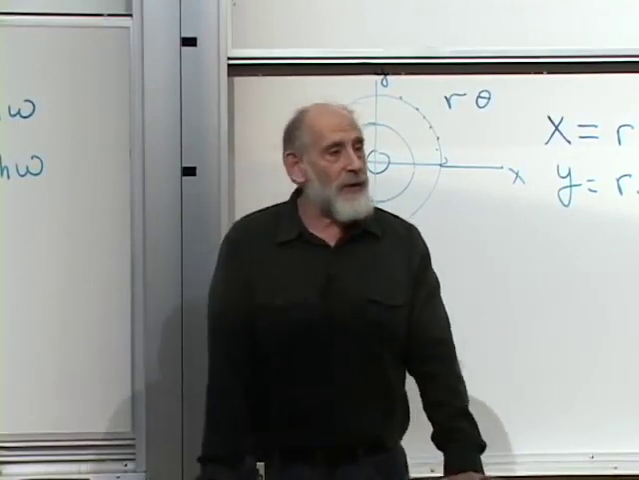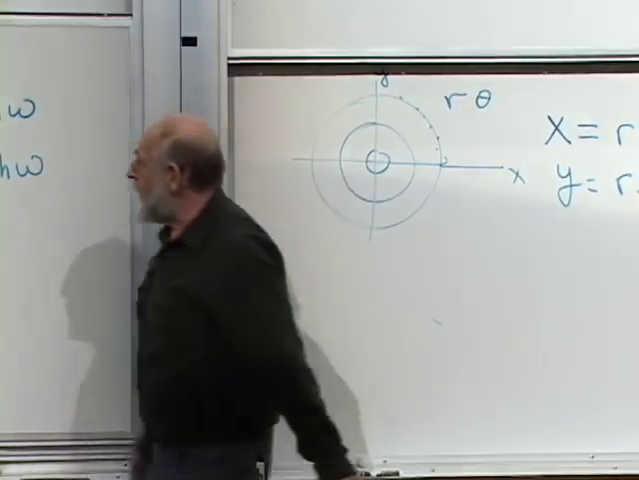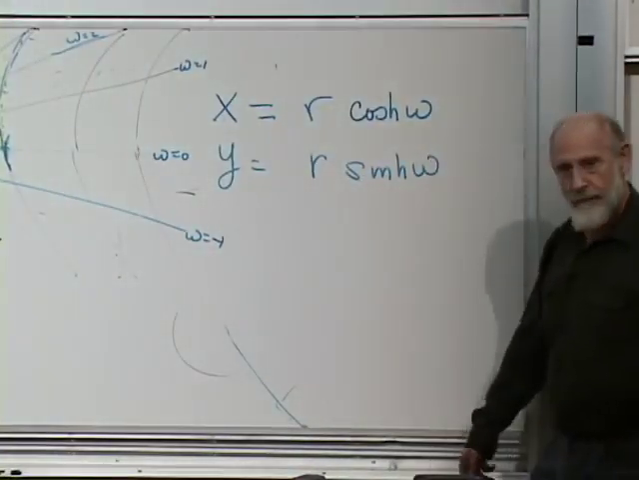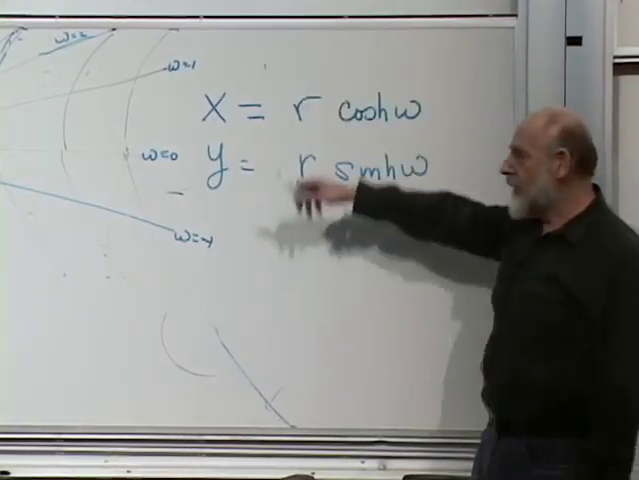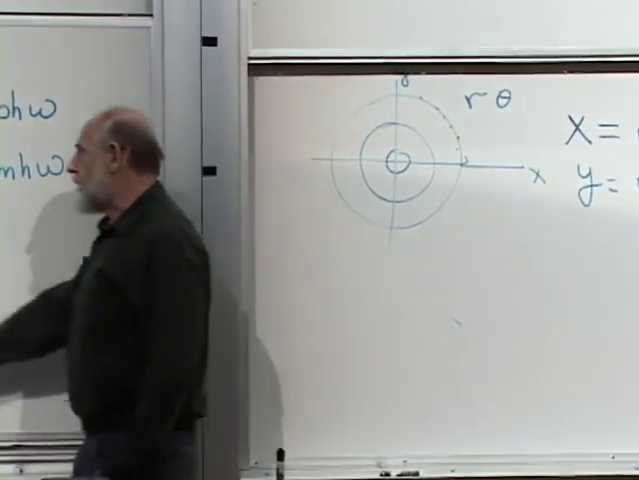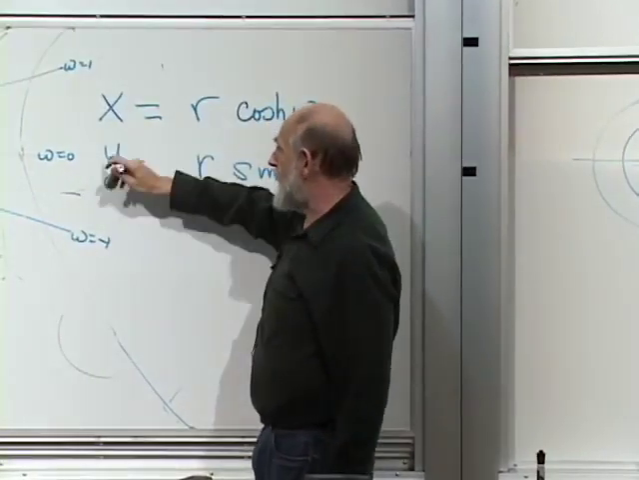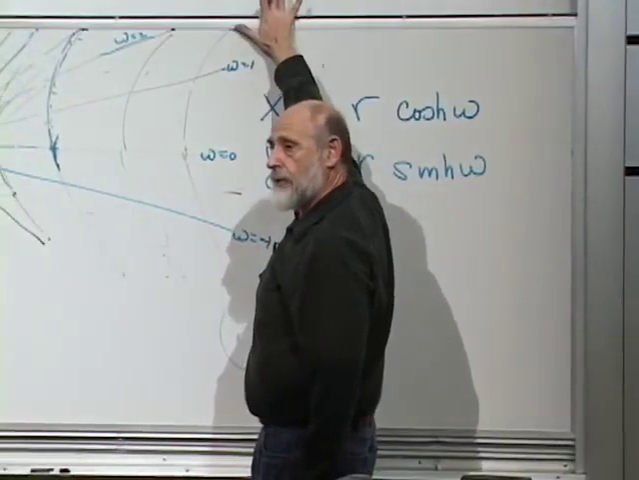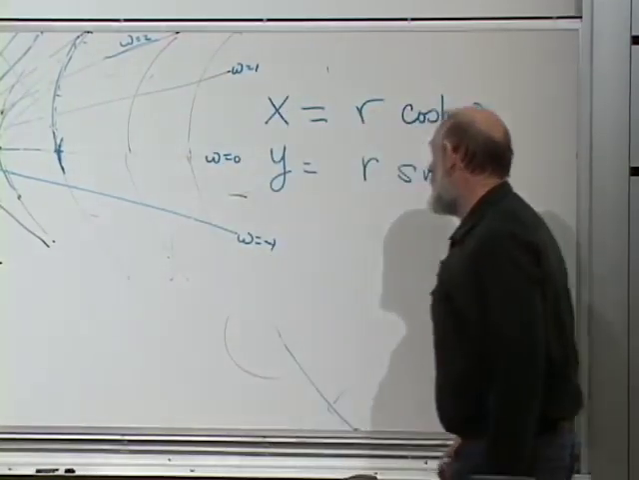Hyperbolic angles are not like ordinary angles. They don't go from 0 to 2 pi and come back to themselves. They vary from omega equals minus infinity way down here. So this observer coming in from a long way off starts at omega equals minus infinity, comes up, and then goes back out, and eventually is omega plus infinity. So omega equals plus infinity is way, way out here on the ends of the hyperboloids, the asymptotes of the hyperboloid. Omega equals 0 is over here.